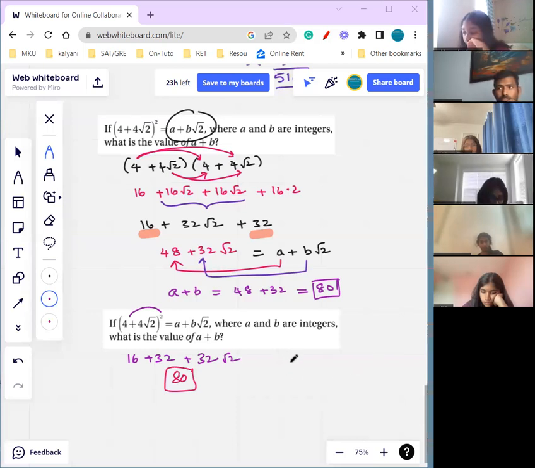Good to go? Make sense? We don't need to do a lot of math here, but you have to understand the basics of the (a + b) whole squared formula. Then it makes it easier for you guys.